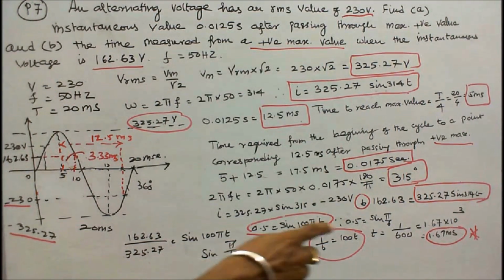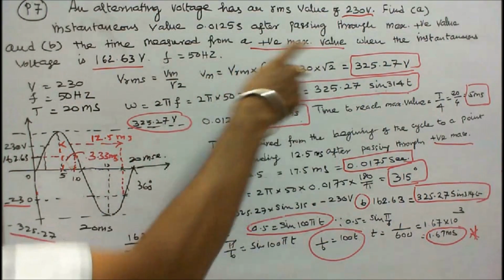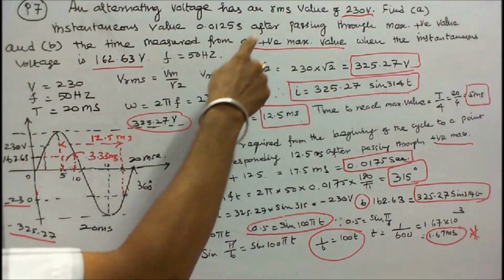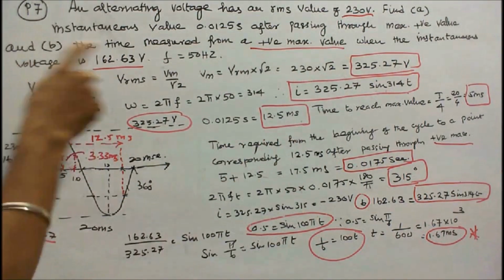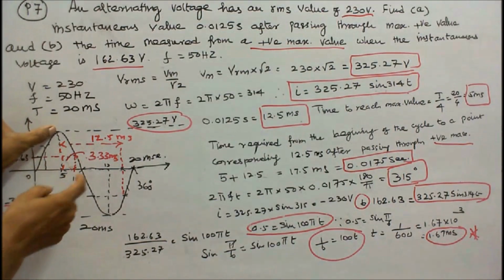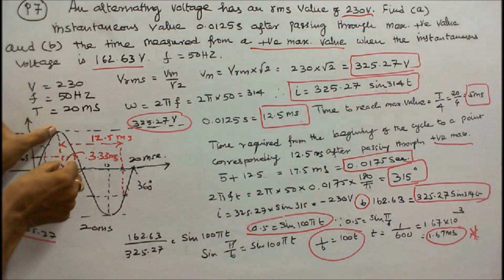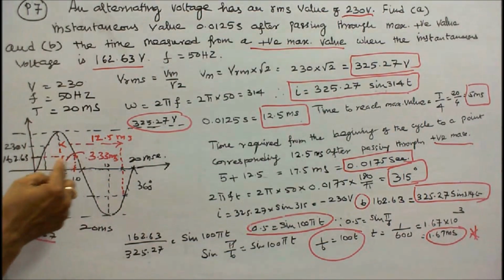Here, 1.67 milliseconds is the time measured from a positive maximum value when the instantaneous value is reached. This is the positive maximum value. Here this is 1.67. 5 minus 1.67 is equal to 3.33. This distance is 3.33.